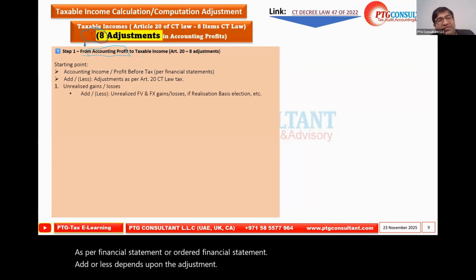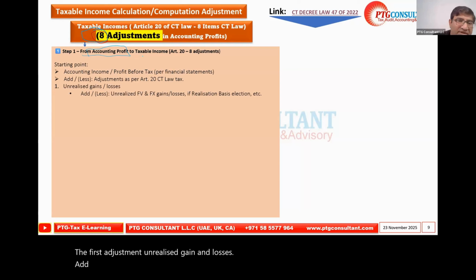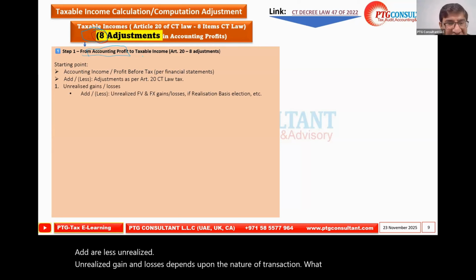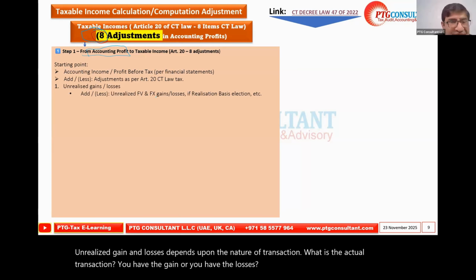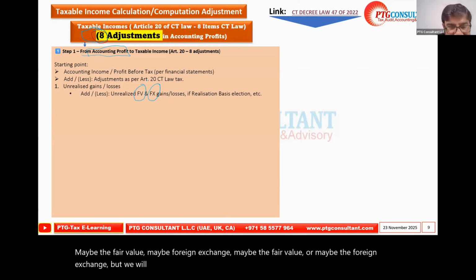The first adjustment is unrealized gains and losses, add or less, depending upon the nature of the transaction. What is the actual transaction? You have the gain or you have the losses. Maybe the fair value, or maybe the foreign exchange. But we will see in detail. There is another aspect that also gets no impact.